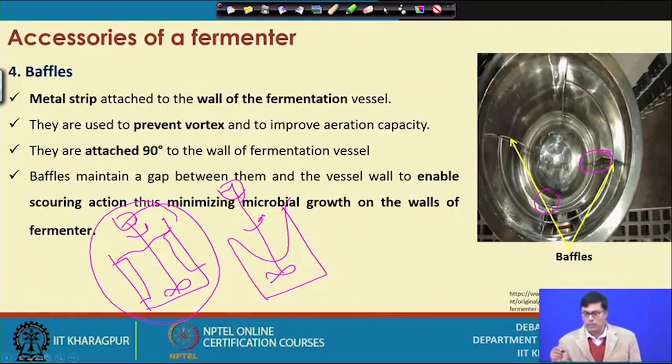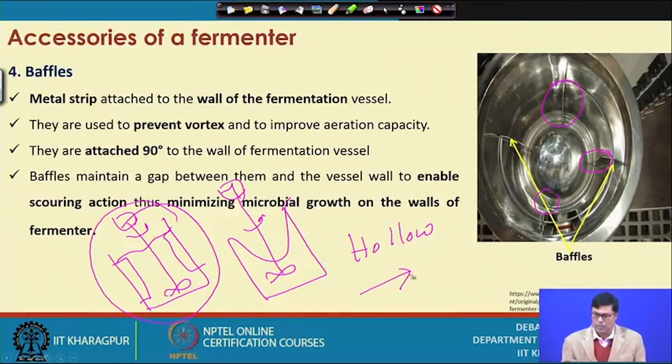Now, sometimes in the big fermenter we use hollow types of baffles. Why do we use hollow? Because we use them for cooling purposes, as we pass water through them. Since we are in a tropical country, in the summer the temperature of the environment rises to a great extent. So we require more cooling effect, so we use the baffle for cooling purposes. That is why we use it.